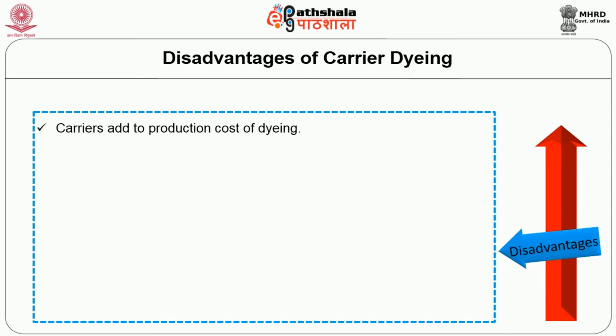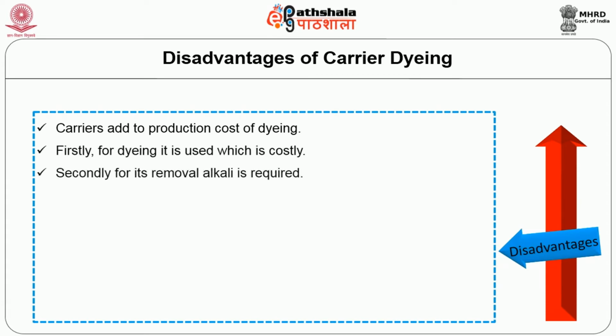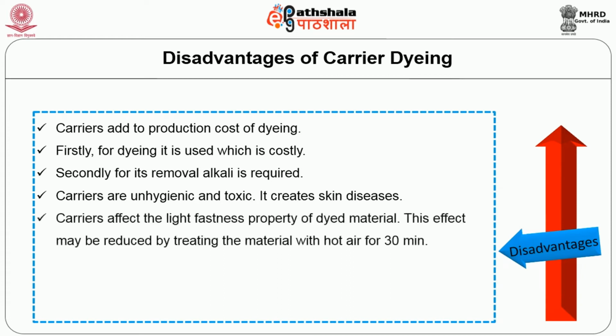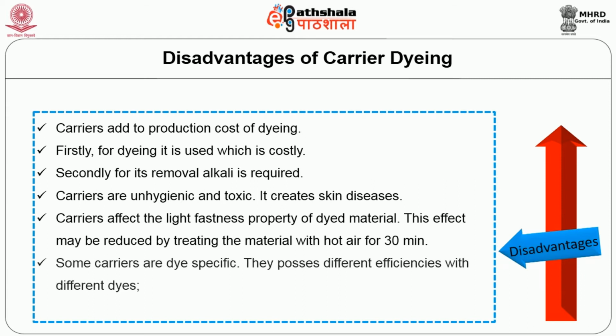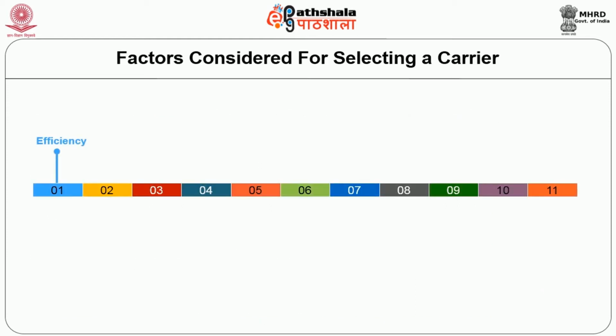The disadvantages of carrier dyeing. Carriers add to the production cost of dyeing. Firstly, for dyeing, it is used, which is costly, and secondly, for its removal, alkali is required. Carriers are unhygienic and toxic. It creates skin diseases. Carriers affect the light fastness property of dyed material. This effect may be reduced by treating the material with hot air for 30 minutes. Some carriers are dye specific. They possess different efficiencies with different dyes. Others have compatibility with certain dyes.